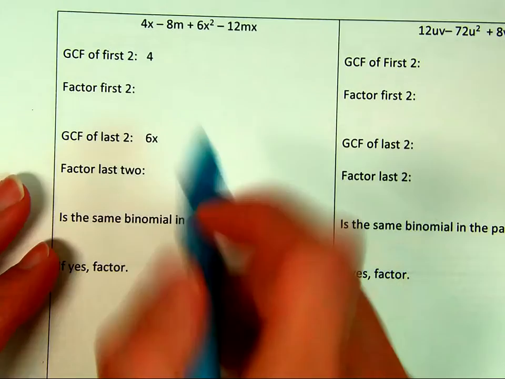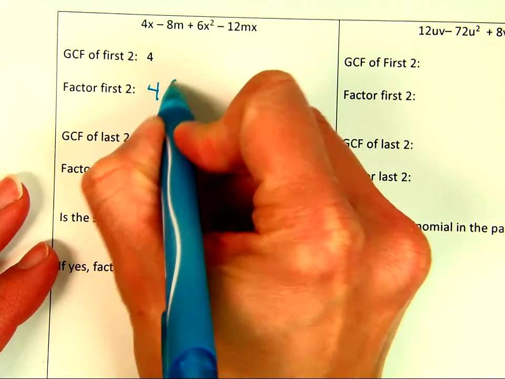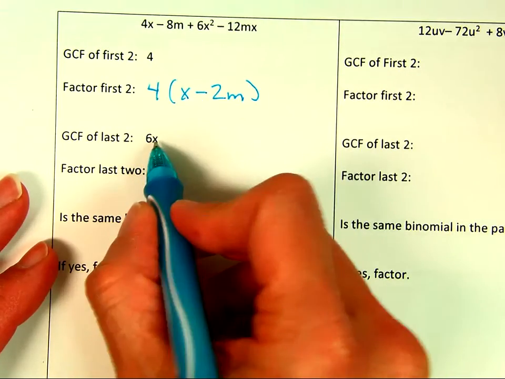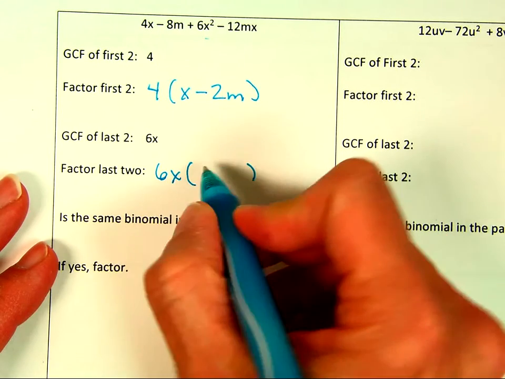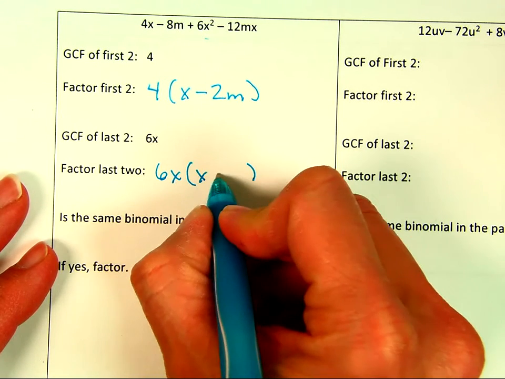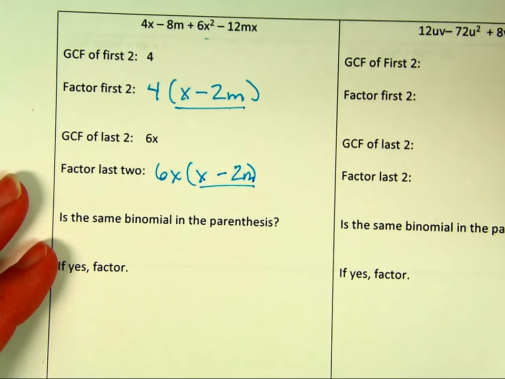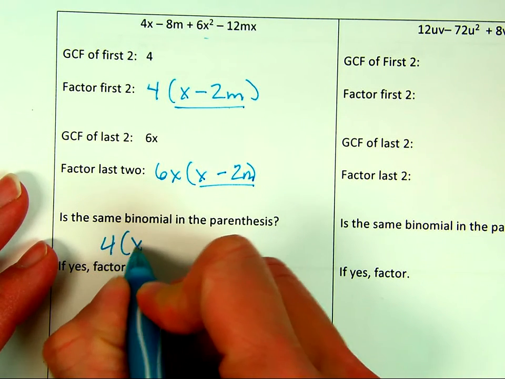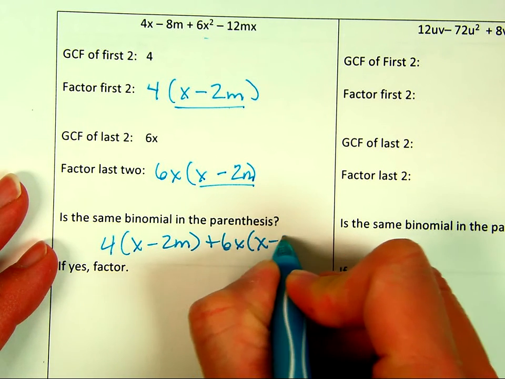What's the greatest common factor of the first 2? It's 4. So we're going to factor out a 4 of just the first 2. The greatest common factor of the last 2 is 6x, so we're going to factor out a 6x. So we're going to get an x minus 2m. Notice that we have the same thing in parentheses. So what we really have here is a 4 times x minus 2m plus 6x times x minus 2m.